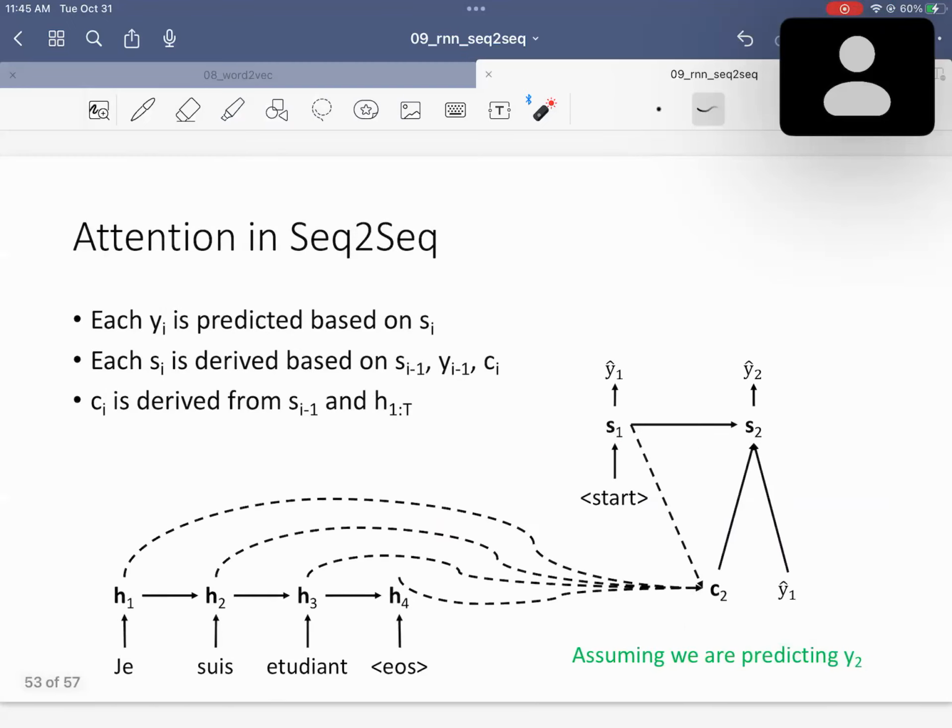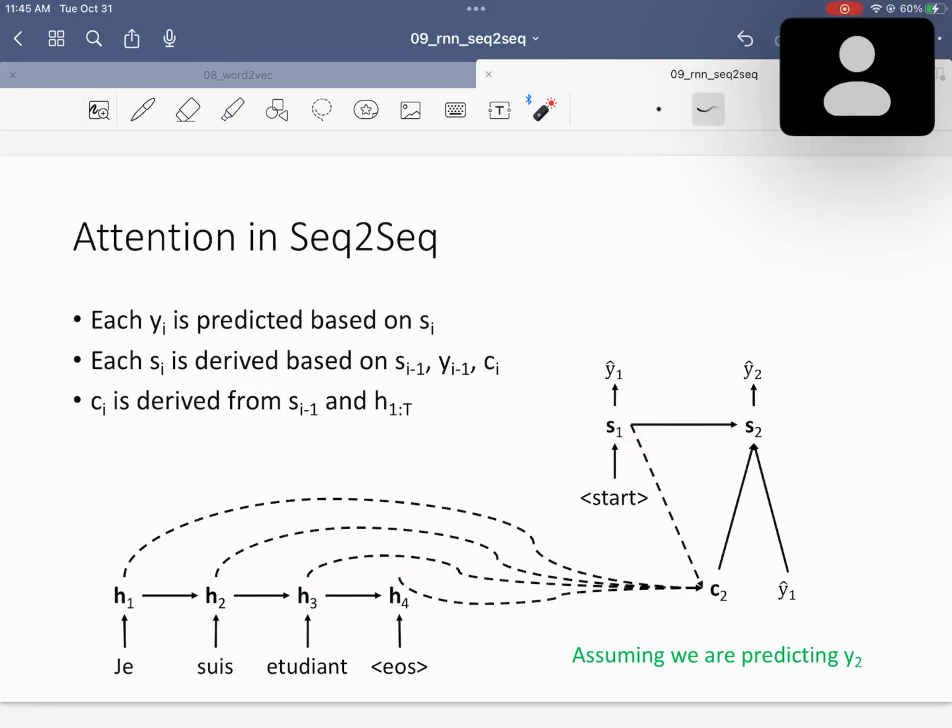But with attention, it's a little bit different. Yi is still predicted based on Si. That is the same. The difference is that Si is derived based on 3 things, not 2 things. S2 is determined by S1, Y1, and something called C2. So there's another component here. And Ci is derived from the previous S and all the H's.